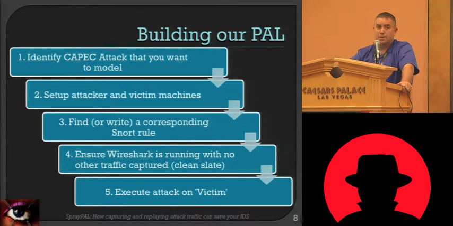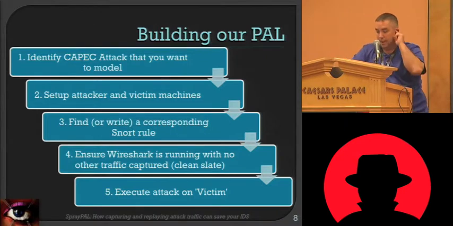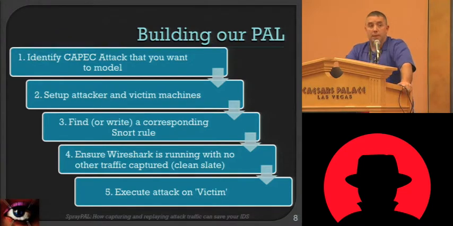We try to reuse and give credit to the Snort rules that are already out there. Obviously, very supportive community and a lot of good rules out there. So we try and reuse those rules when possible. If not, we'll write a rule for it. Check and make sure that everything's running. Once your rule gets fired, it's just a matter of starting Wireshark, running the attack, stopping Wireshark. Right? Then you have a nice PCAP attack file.